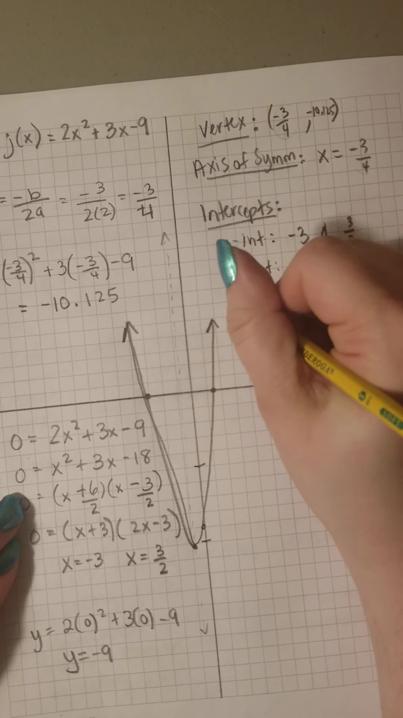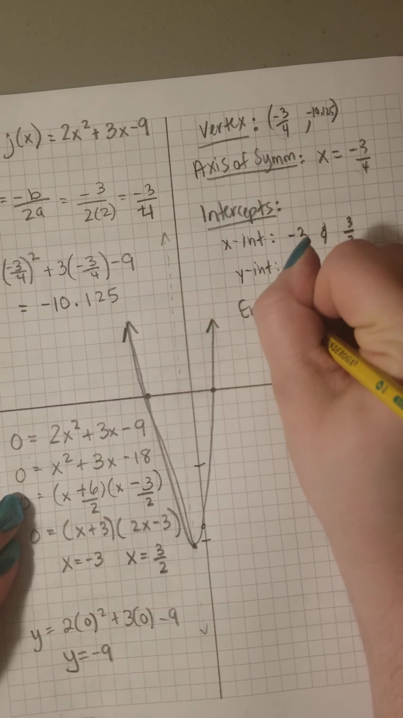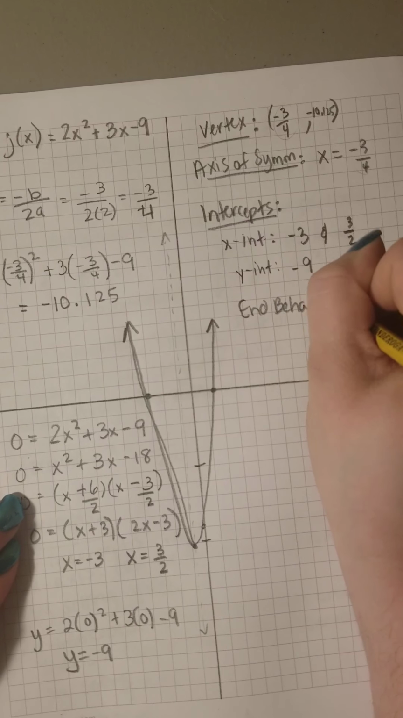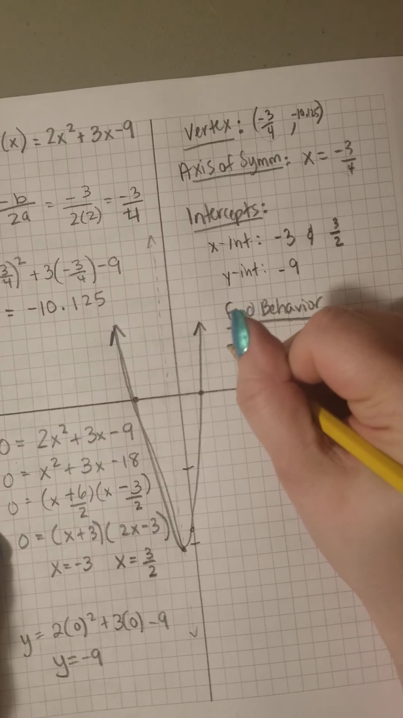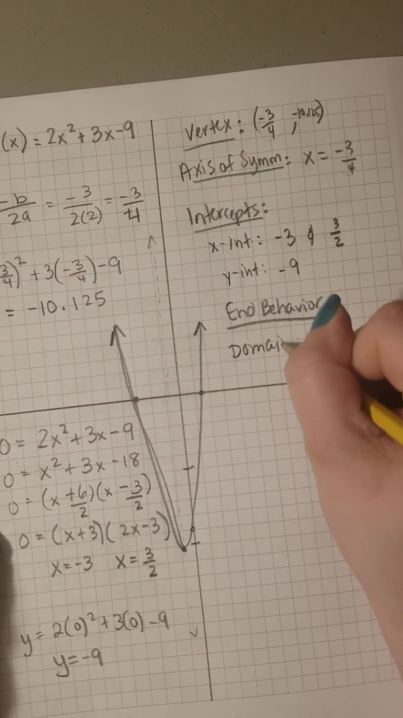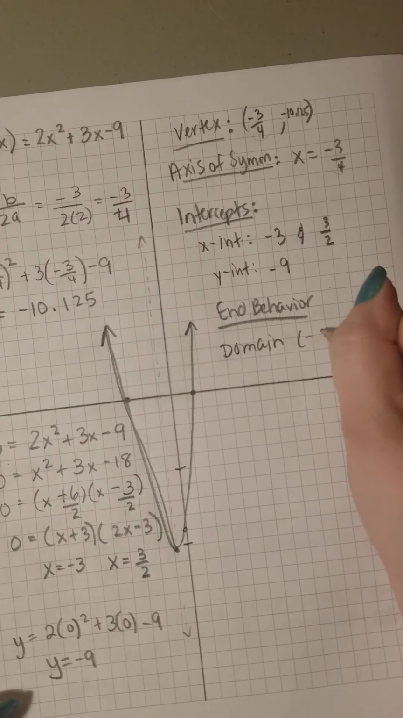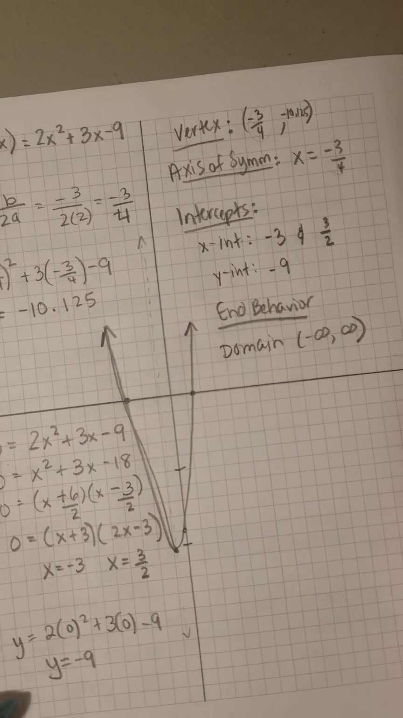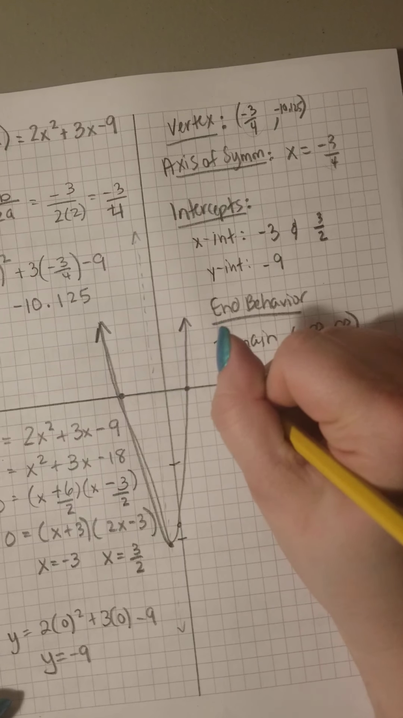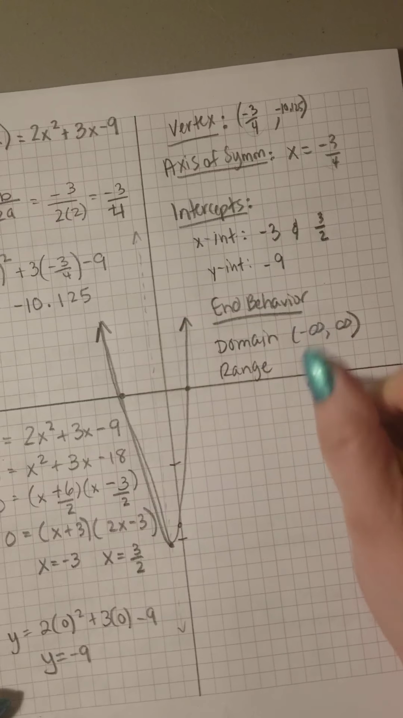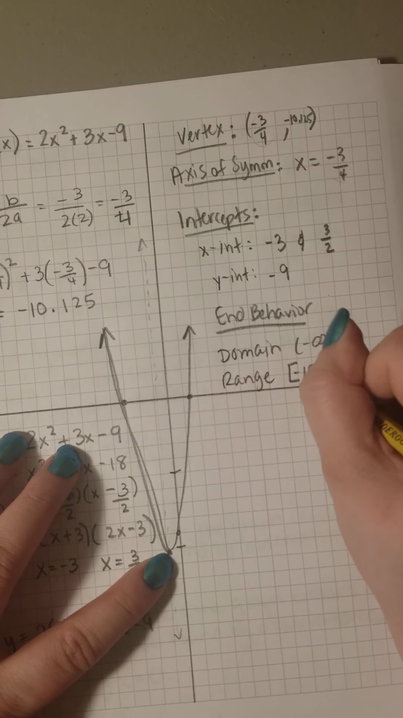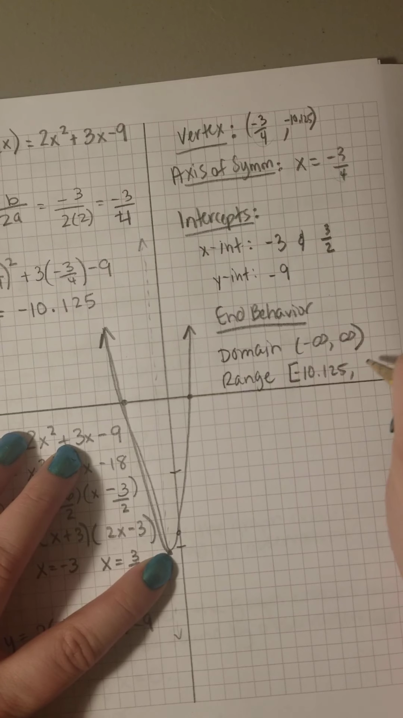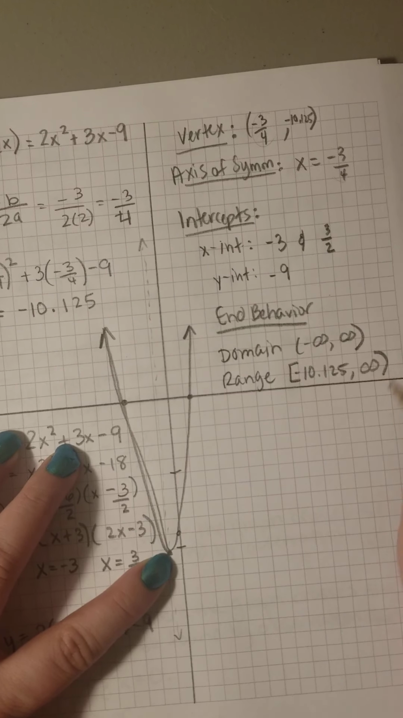Last one, end behavior. So with our end behavior for our domain, once again, there's no limit on the domain, so negative infinity to positive infinity. And my range, the lowest value right here, is negative 10.125, and it goes to positive infinity.